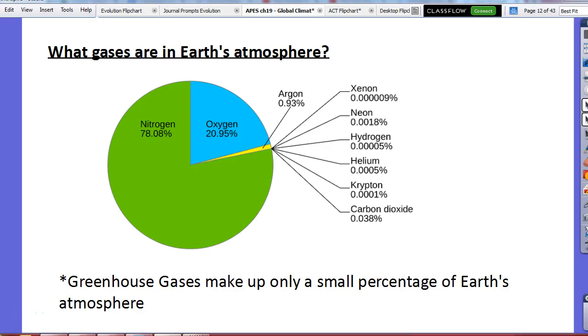All right, here's your first blank. What gases are in Earth's atmosphere? I have seen AP test questions on this, multiple choice, that say, which is the gas that makes up the largest percentage of our atmosphere? It is nitrogen. Okay, nitrogen, and nitrogen is in the form of N2.